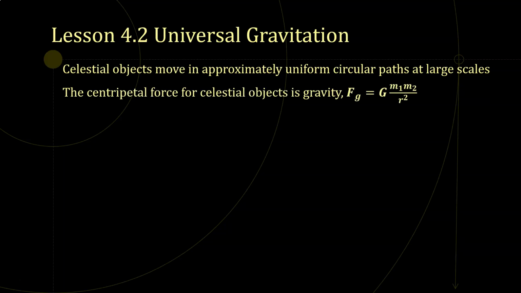We can say that the centripetal force for a celestial object is gravity. Gravity is what's causing that centripetal force for objects to orbit one another. Those two objects are pulling on one another according to their masses.